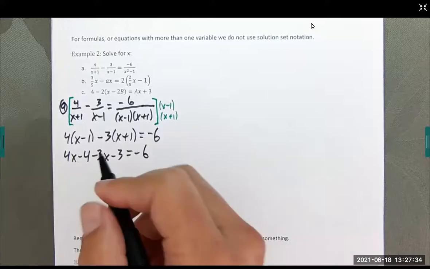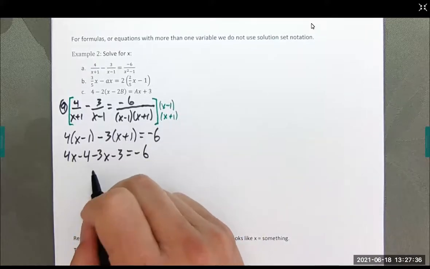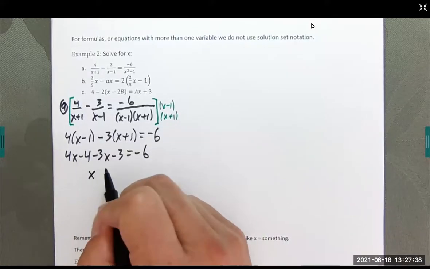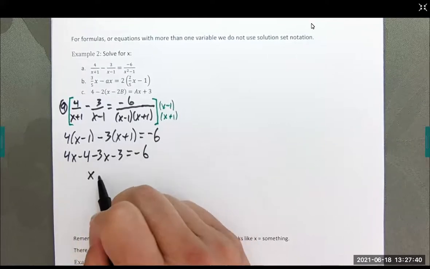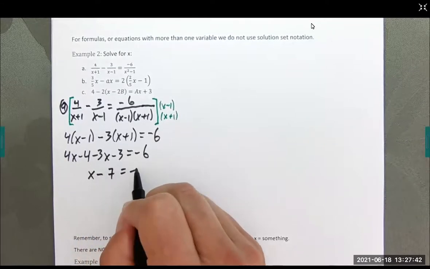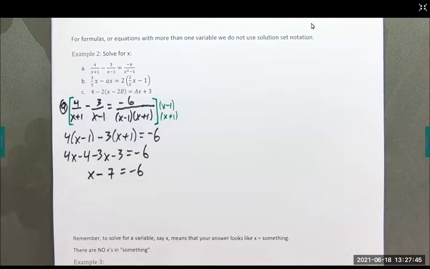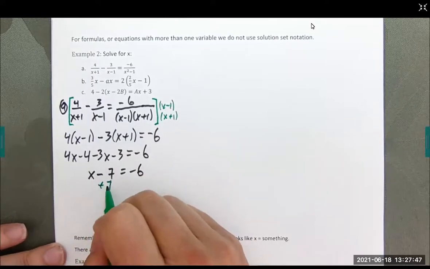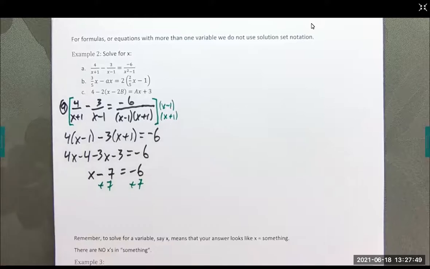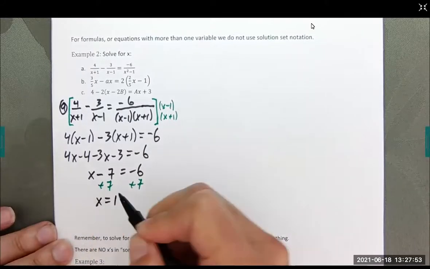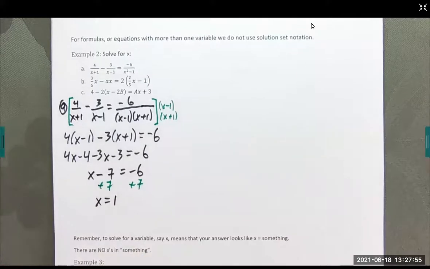Combining up my like terms, 4x minus 3x is just 1x, or x. Negative 4 minus 3 is minus 7. I'm going to add a 7 to both sides to get x equals 1. However, we have a problem.